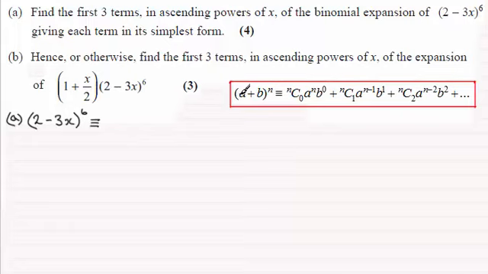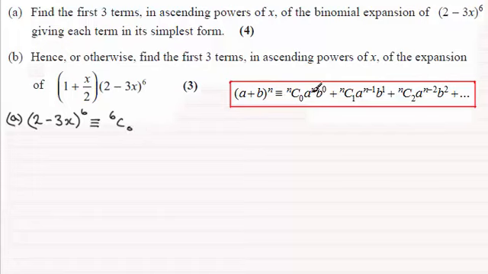If you've got something of the form a plus b to the power n, where n is a positive integer, which we have here, then you can use this form of the binomial expansion. So again, as I say, if you're not sure about this, do check out my video tutorials on it. So what we've got then is a is the 2, b is minus 3x, and n is the 6. So the first term here is nC0, so that's going to be 6C0.